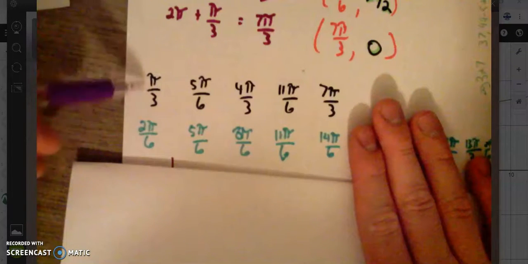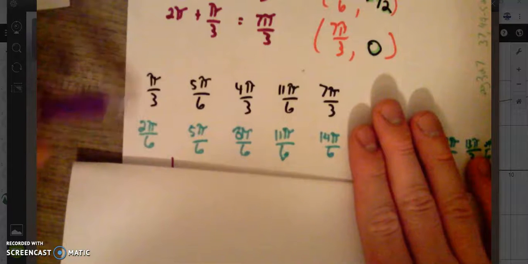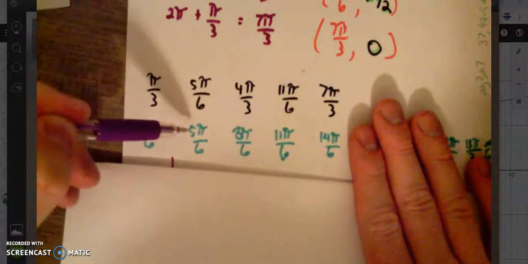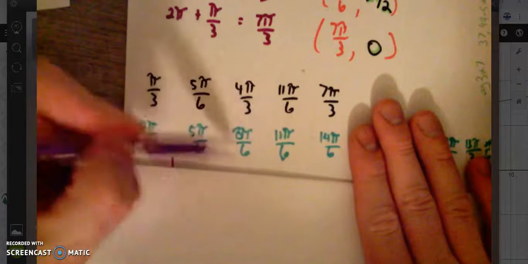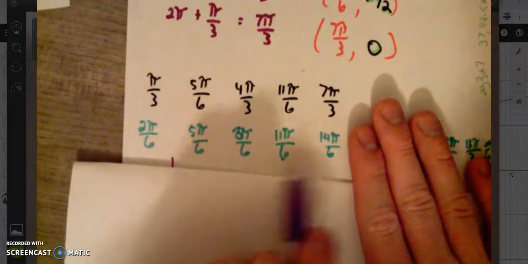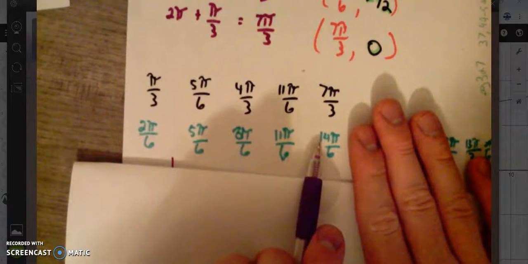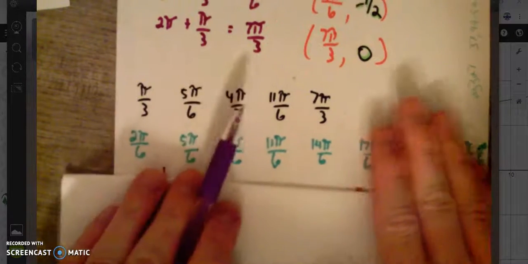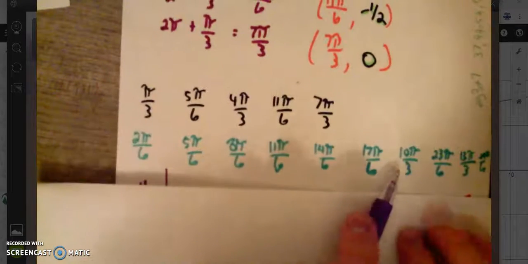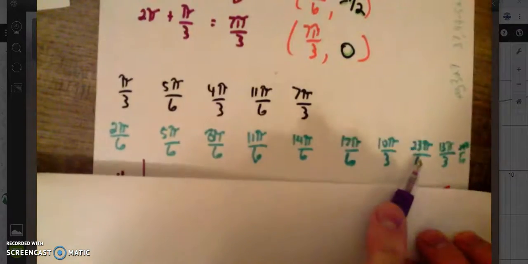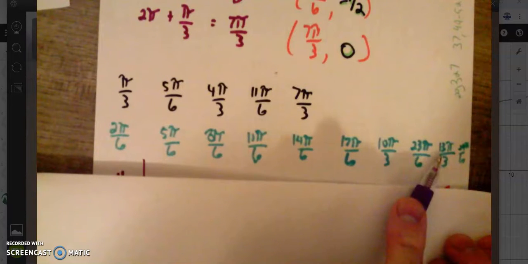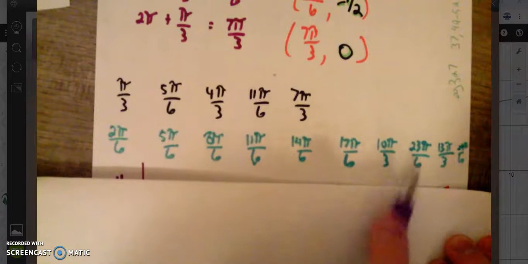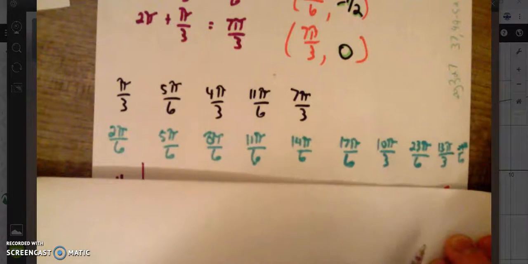So if I change pi over 3 to pi over 6, common denominator, 2 pi over 6, 5 pi over 6, 8 pi over 6, 11 pi over 6, 14 pi over 6. If I wanted to do another period, like graph 2 periods, I would just continue that pattern. It's adding 3 each time. 17 pi over 6, 20 pi over 6, 23 pi over 6, 26 pi over 6. And I'm reducing my fractions when I start doing that. It's just a good habit to get into.